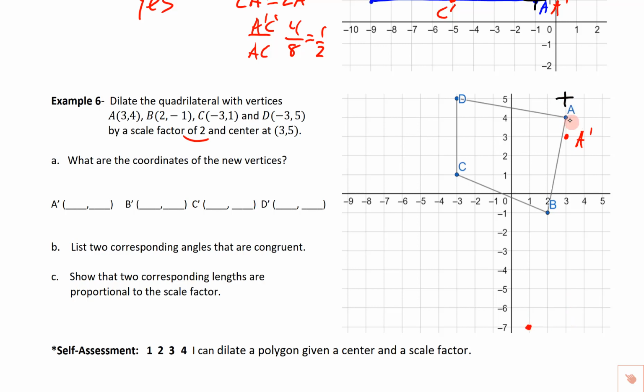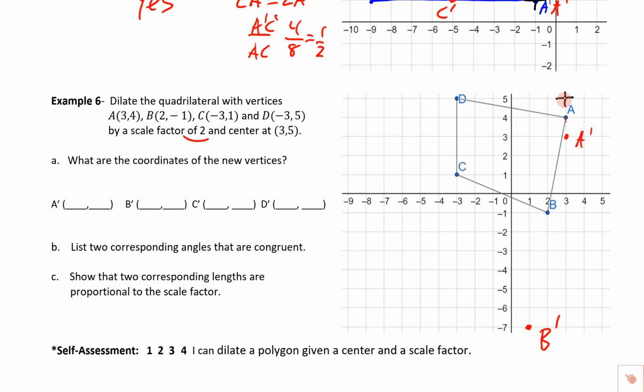Let me just double check here. And again, don't get confused. I'm not counting from A. So this is going to be 2, 4, 6, 2, 4, 6, because I'm going twice as far. And there's 1, so I have to go twice as far. So that looks pretty good. So there's B prime right there.